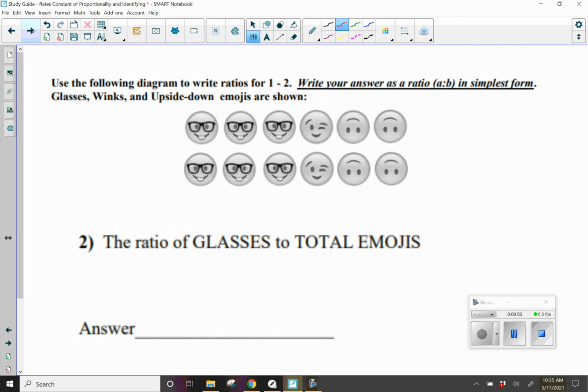Question 2 asks the ratio of glasses to total emojis. Well, we have 6 with glasses and 12 total emojis. So to simplify 6 to 12, we can divide both by 6. 6 divided by 6 is 1, and 12 divided by 6 is 2. So our simplified ratio is 1 to 2.